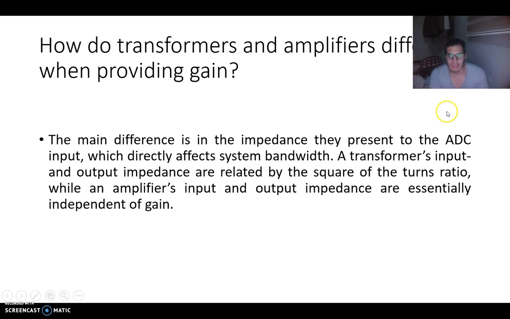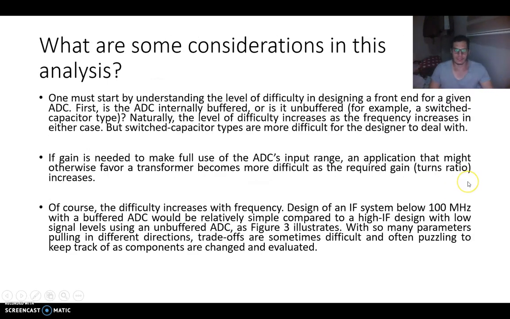How do transformers and amplifiers differ when providing gain? The main difference is the impedance they present to the ADC input, which directly affects system bandwidth. A transformer's input and output impedance are related by the square of the turns ratio, while the amplifier's input and output impedance are essentially independent of gain.